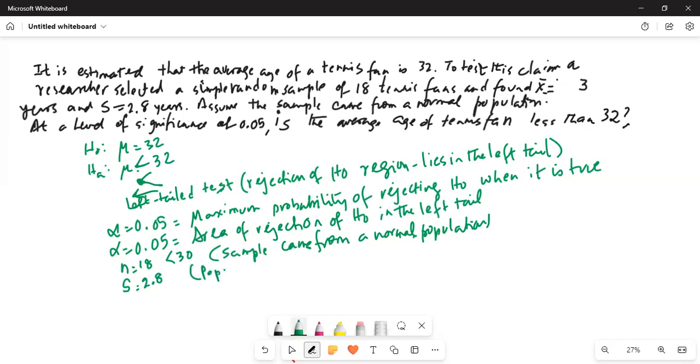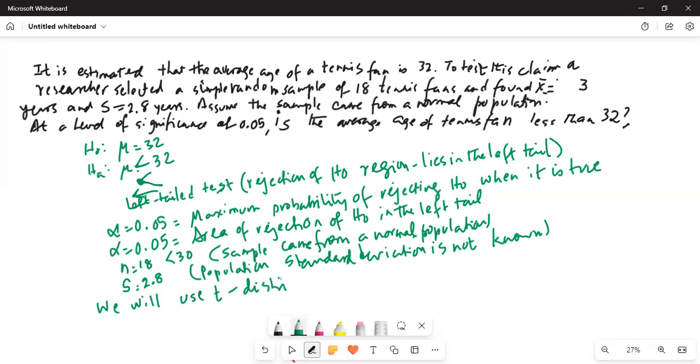The population standard deviation is not known. So we will use the t-distribution to test this hypothesis.